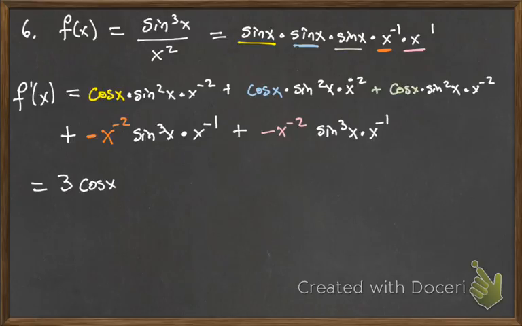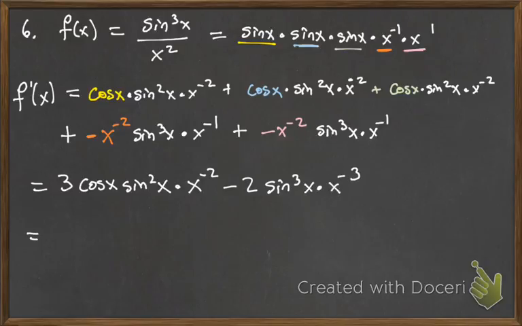We have 3 of these cosine x sine squared and then x to the minus 2, and we have minus 2 of these sine cubed x to the minus 3. Okay, so we're going to factor out, looks like we can do a sine squared, and then we can also do a negative 3 here, x to the minus 3, so we'll be subtracting a negative 3 from both of these exponents. So this exponent will become a 1 and this exponent will become a 0.